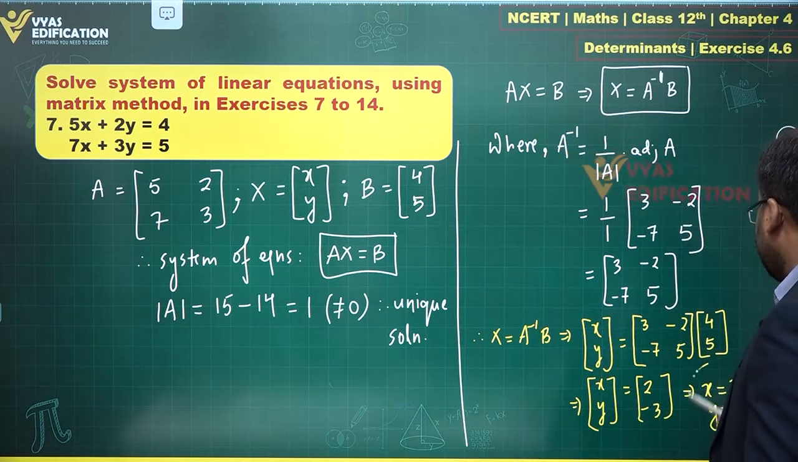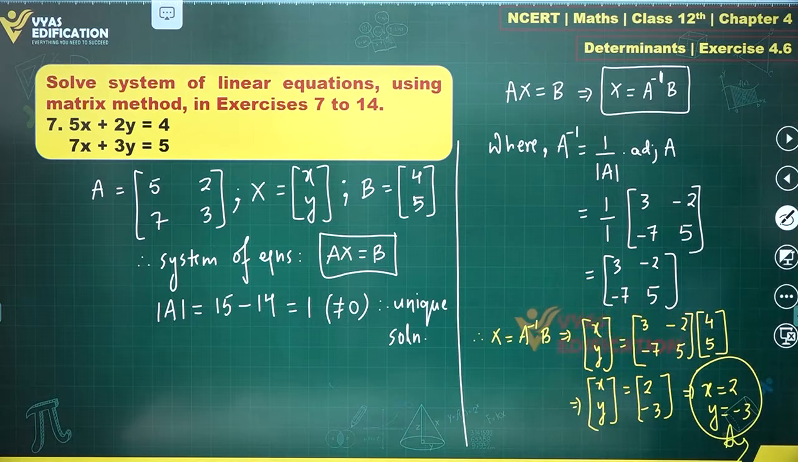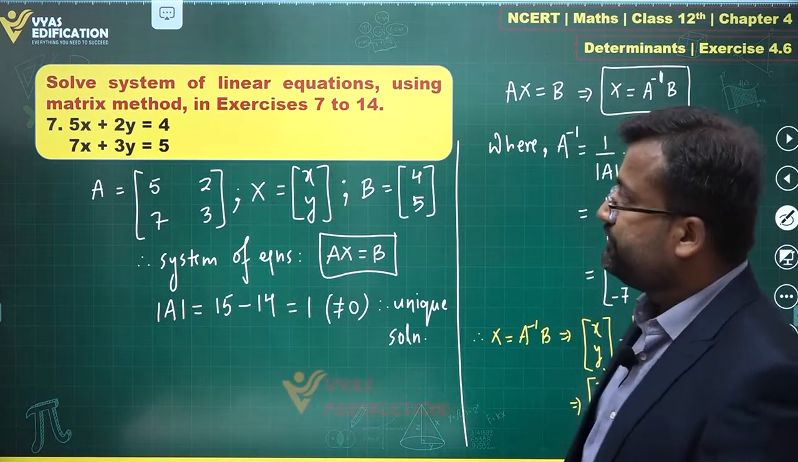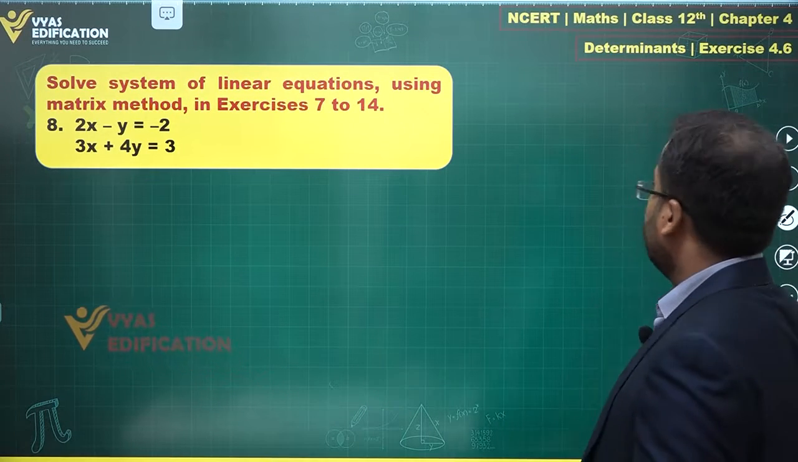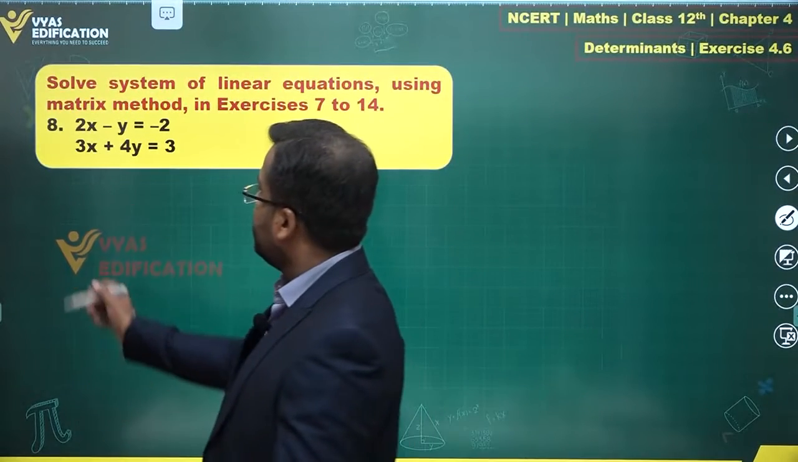Yes. This is the correct answer, x equal to 2 and y is equal to minus 3. That's the complete solution of this question over here. Next, let's move on to the next question. The next question is again a 2 by 2 system, right? 2 by 2 system, yes. 2 equations and 2 unknown system.